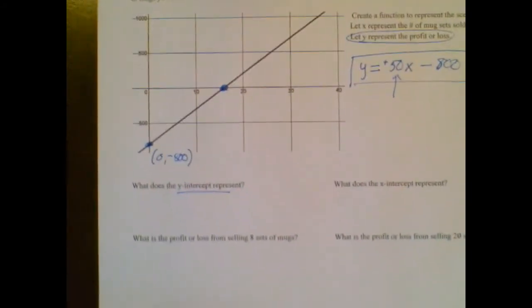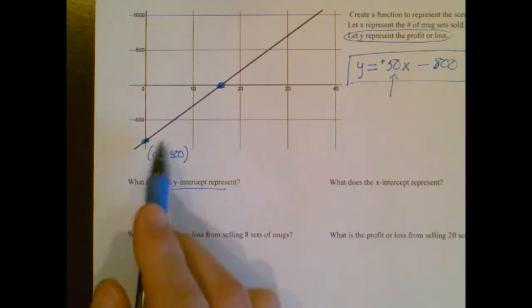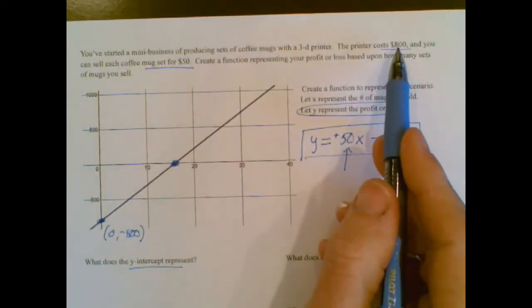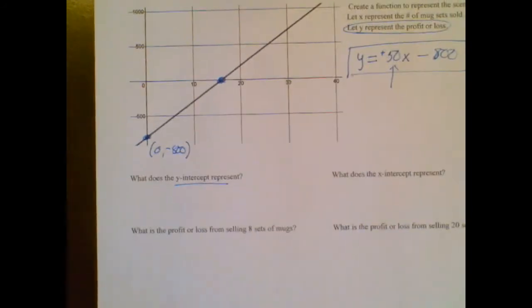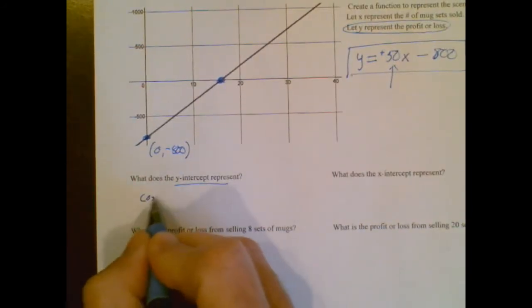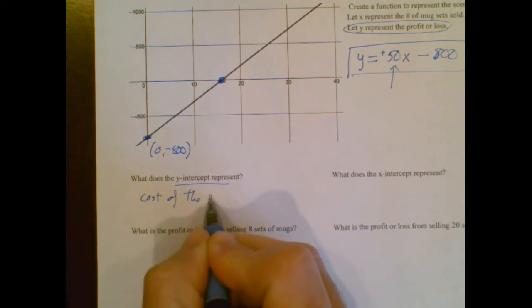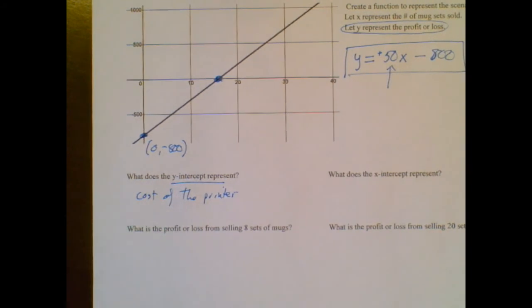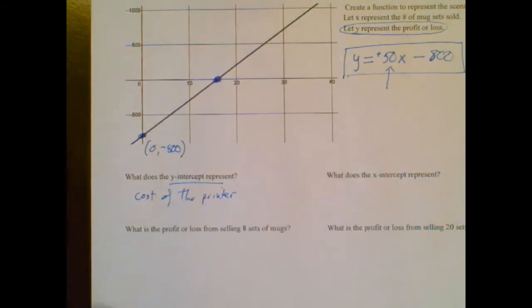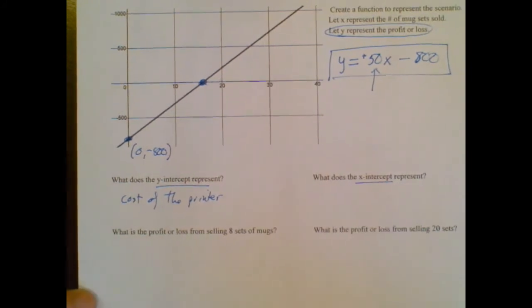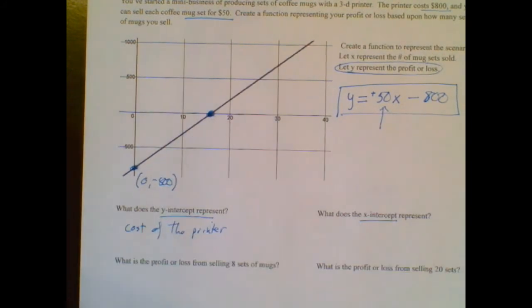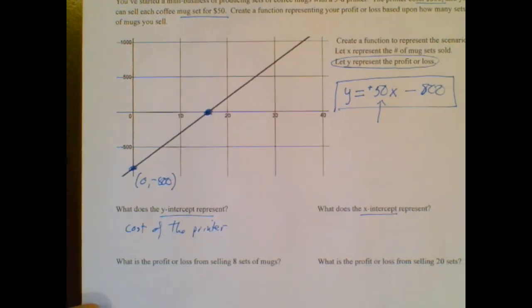The y-intercept, what does that y-intercept represent? Well, it's 0, negative 800, and if I think about it, I paid $800 for that printer. Okay, so the y-intercept is the cost of the printer. It's kind of freaky how all these things like y-intercept and slope that we worked with before actually have meaning in these problems. The x-intercept is a little bit tougher to think of. At this x-intercept, I'm going to go ahead and figure out what that x-intercept is, so hold on a second.